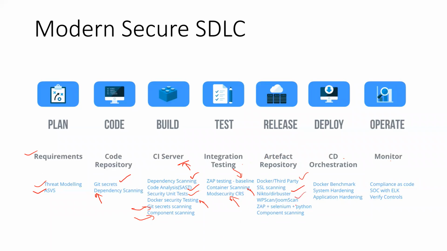You can use Joomscan, WPScan, ZAP plus Selenium plus Python, component scanning. Then at the time of orchestration, you can do Docker benchmarking or system hardening guidelines, application hardening guidelines. And then at the time of monitoring, compliance as code, security operations with ELK, security controls, and so on. You can do many things in the end-to-end cycle. From the time you start planning the software development till you do day-to-day maintenance, you have to implement security at all the stages. Clear?